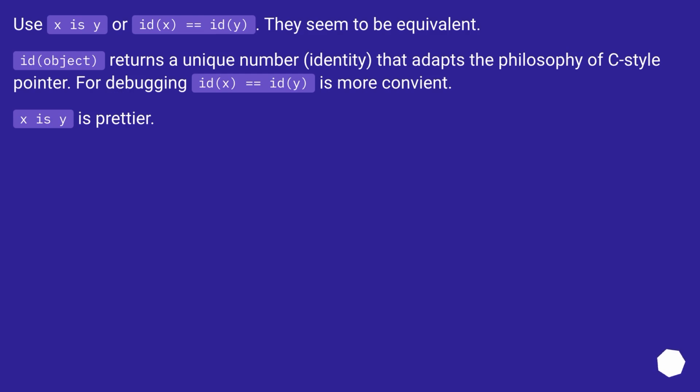The id object returns a unique number, identity, that adapts the philosophy of C-style pointer. For debugging, id x equals id y is more convenient. X is y is prettier.